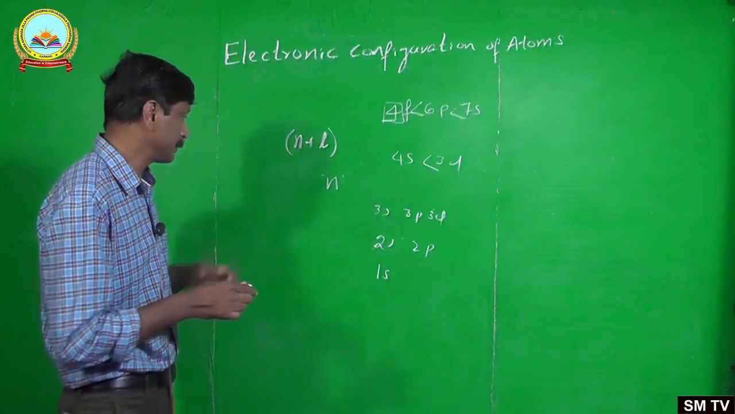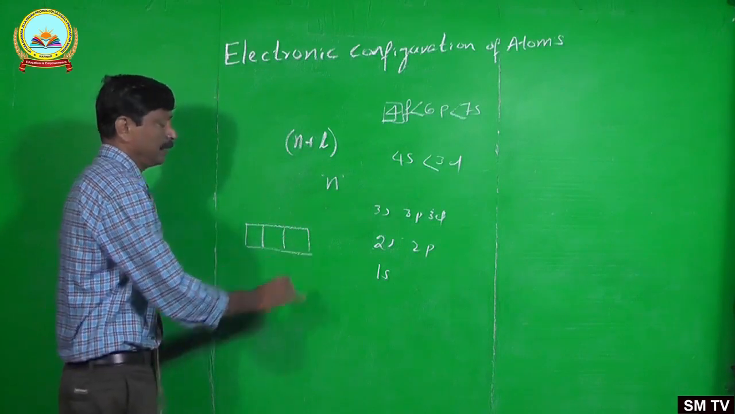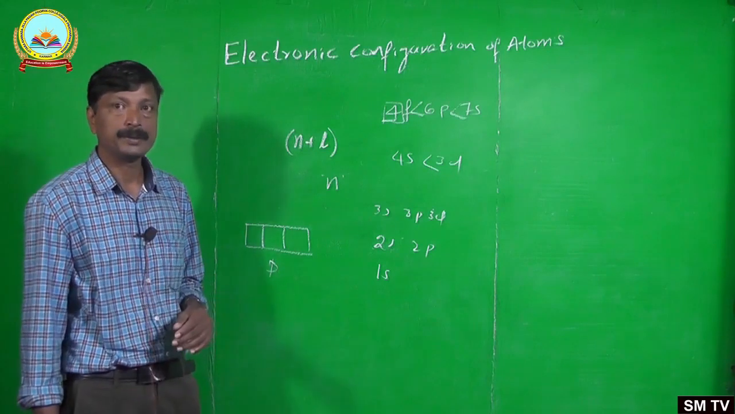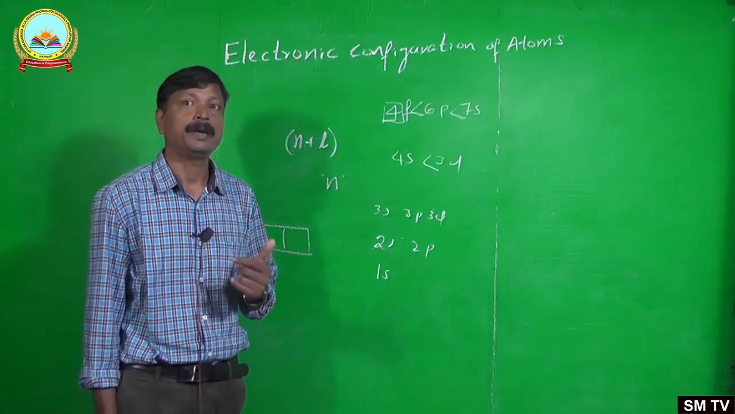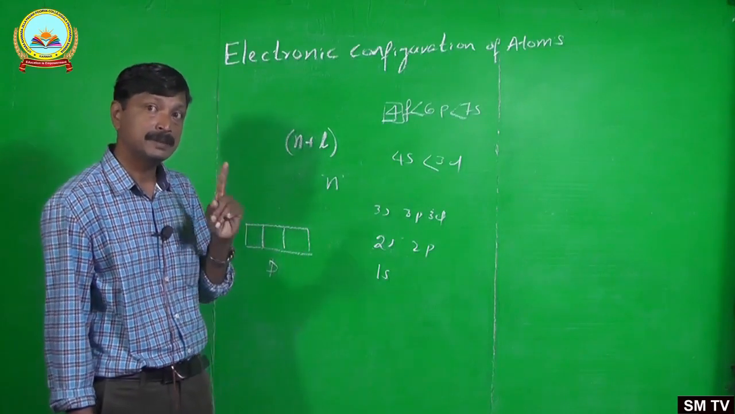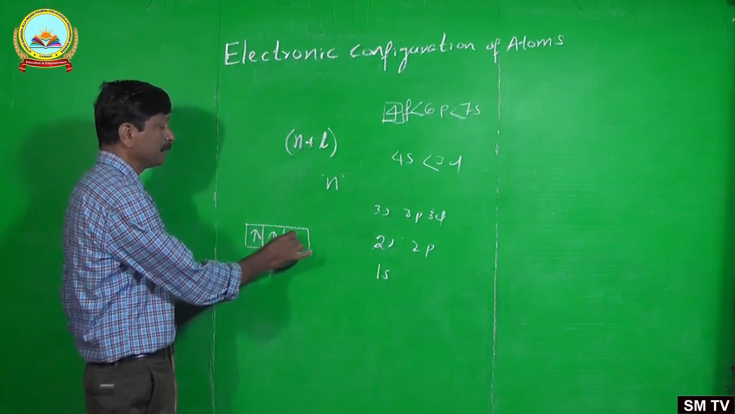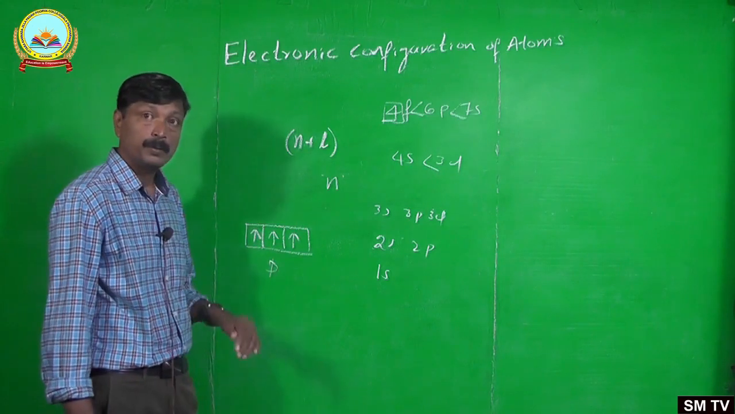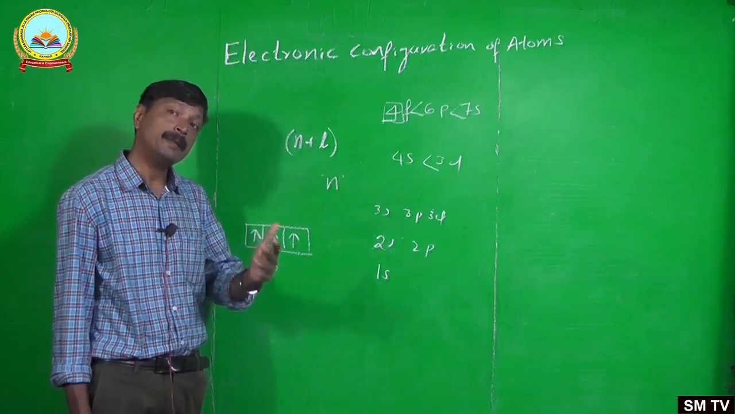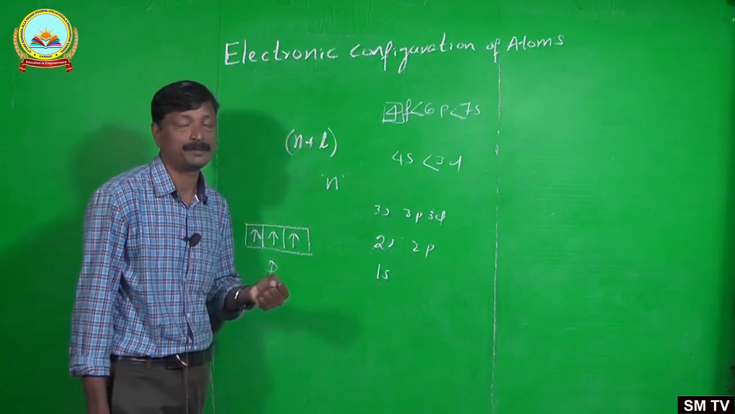Suppose you have a 3p subshell. These are called degenerate orbitals, meaning they have equal energy. Here the electrons enter the various orbitals in the same subshell. First, they are singly occupied. Once all the orbitals of the given subshell are singly occupied, after that the pairing takes place. This is Hund's rule of maximum multiplicity.